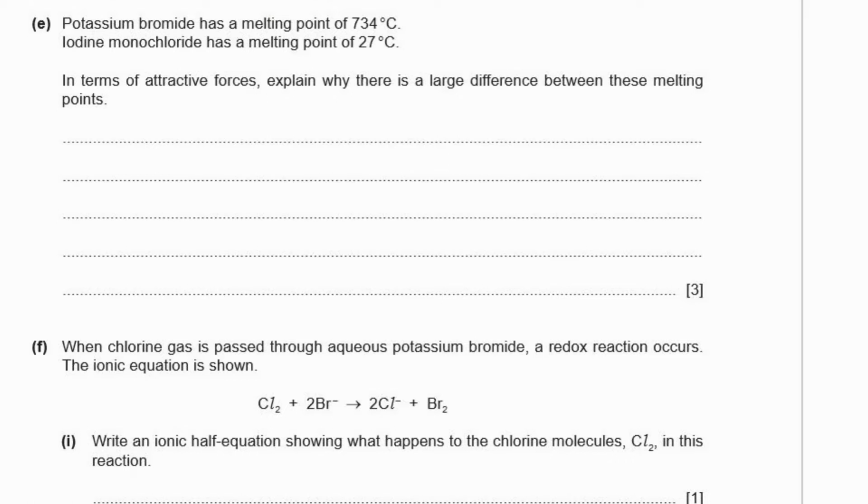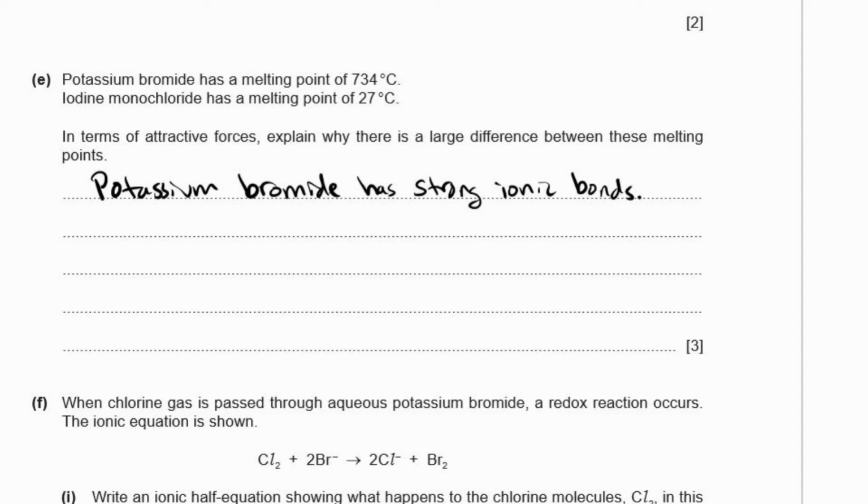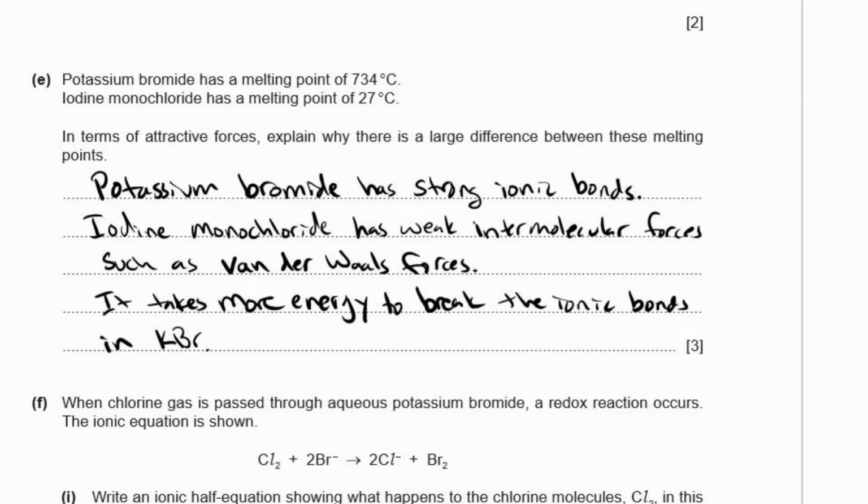But iodine monochloride, if we look up here, is a small molecule, and the molecules will be held together by intermolecular forces such as van der Waals forces. They're a lot weaker. They're a lot easier to break. So let's write that down. Potassium bromide has strong ionic bonds. Iodine monochloride has weak intermolecular forces such as van der Waals forces. It takes more energy to break the ionic bonds in KBr.